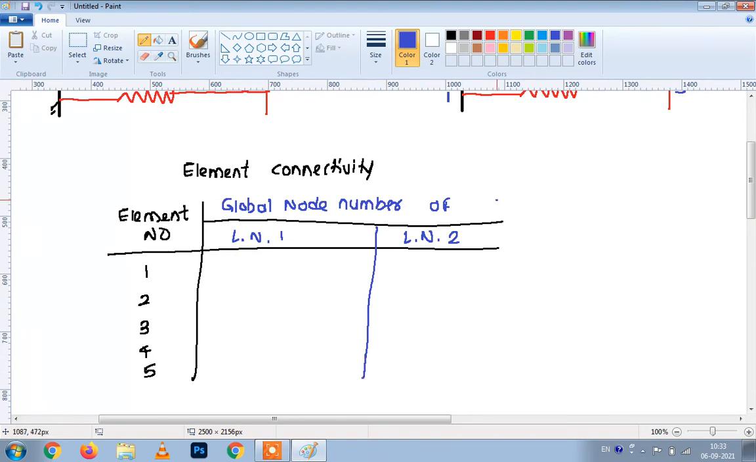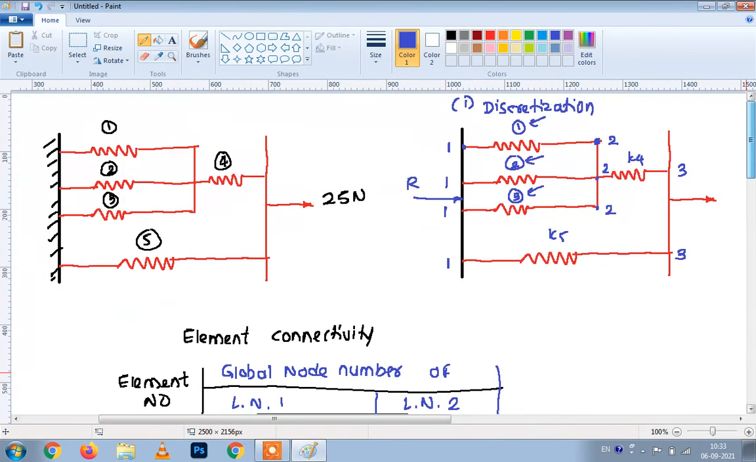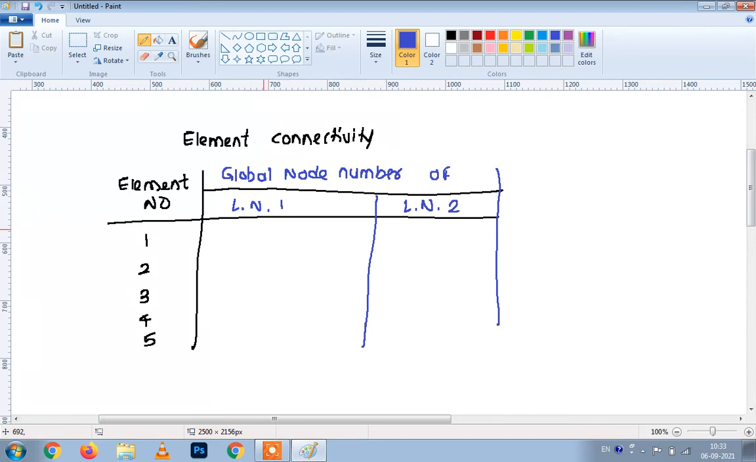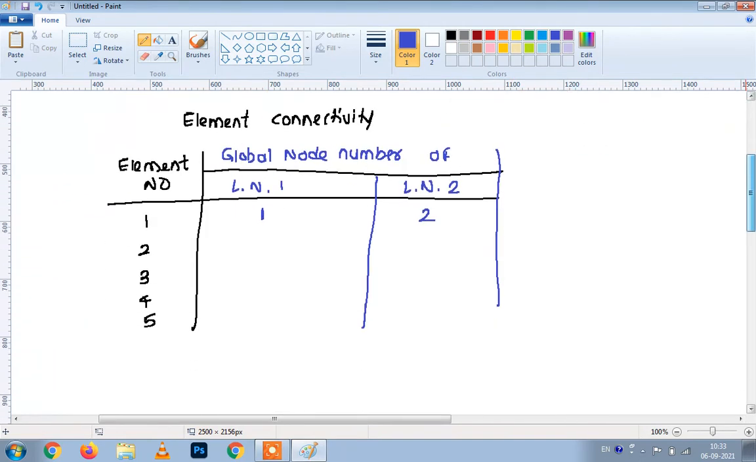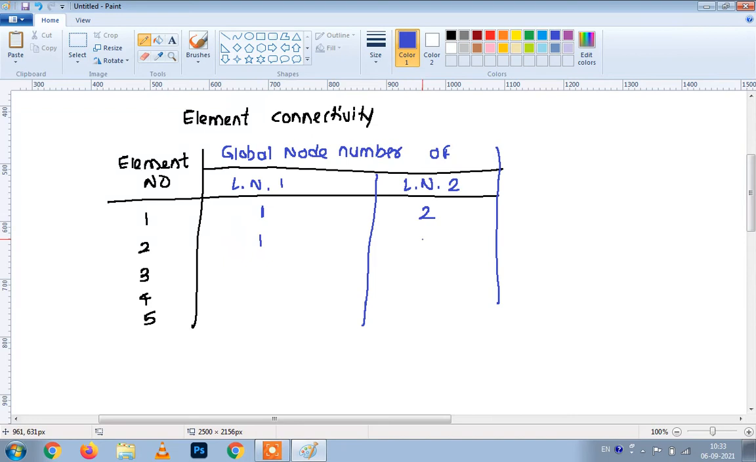When we are considering the global node numbers, element number 1 is connected between 1 and 2. So its global node numbers are 1 to 2. Similarly, element number 2 and element number 3 are connected between 1 and 2 only. So here we are considering 1 to 2. Here also we are considering 1 to 2.